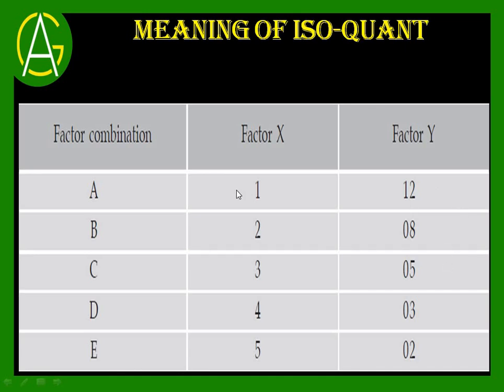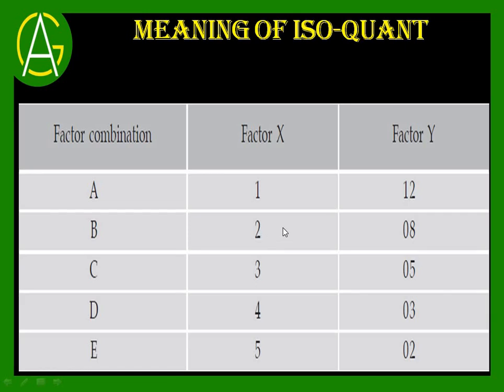Now how does this happen? We can see that at combination A, factor x was 1 unit and factor y was 12 units. We got 100 units of production. In combination B, we have increased factor x by 1 unit, but in order to increase factor x we have to sacrifice factor y. This rate of sacrificing is known as marginal rate of technical substitution, MRTS. So we are substituting factor y with factor x. We are sacrificing factor y in order to get one more unit of factor x.